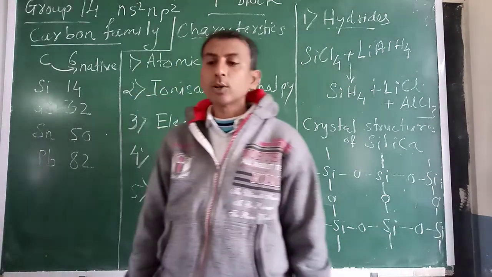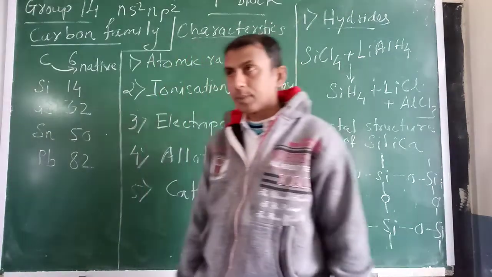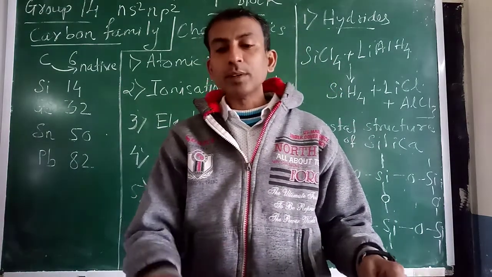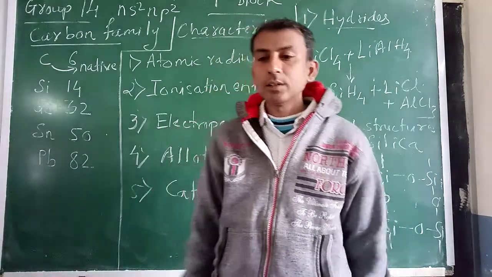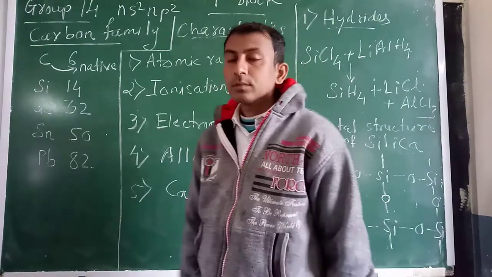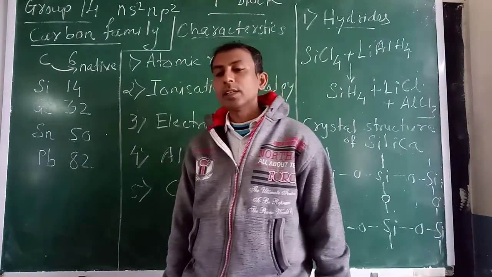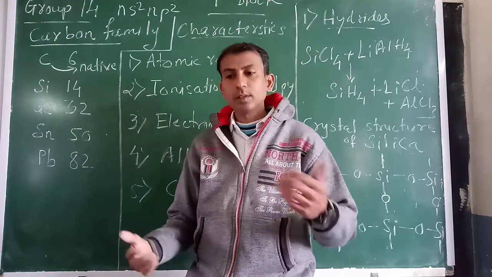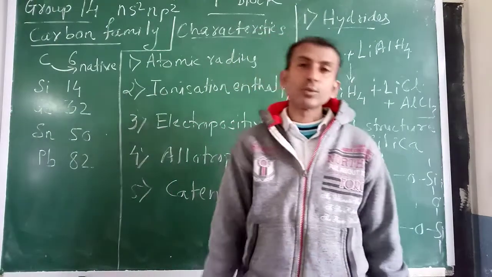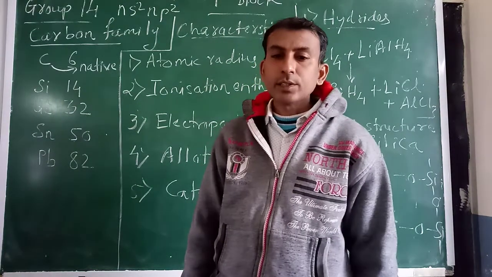Then we have the allotropes of carbon diagrams: diamond, graphite, fullerene. You have to practice these, as they can be asked in the exam. And then the amorphous forms of carbon: coal, coke, wood charcoal, animal charcoal. All these different forms you have to read out. It's a biological aspect, just read and you can understand.